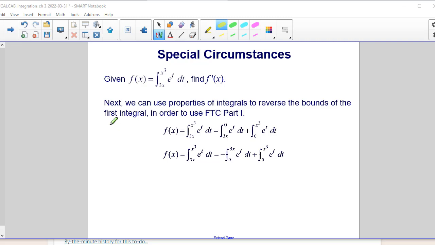The next step is pretty clever. We use the property of integrals to reverse the bounds of the first integral in order to use the FTC part 1. So you'll notice that I reverse the bounds. Here we originally had 3x to 0. I reverse it, so we go from 0 to 3x, and I incorporate a negative.